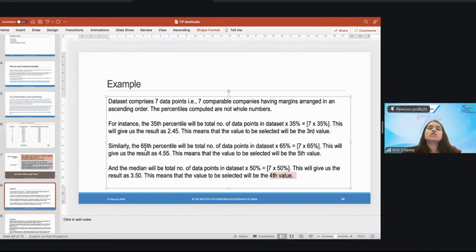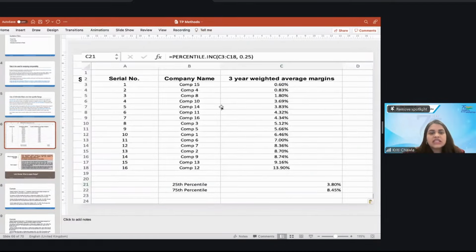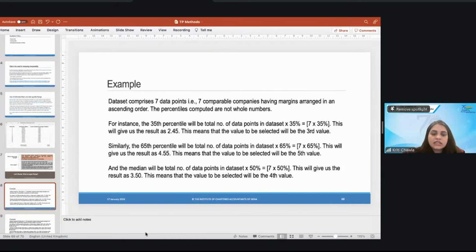But in this particular situation, let's say what is the fifth value? Just as an example, the fifth value is 3.83. So this is the reason 1.80 is the 35th percentile, 3.83% is the 65th percentile. And what is the range? The range is now 1.80 to 3.83. This is the range that you have constructed, the 35th to the 65th percentile.